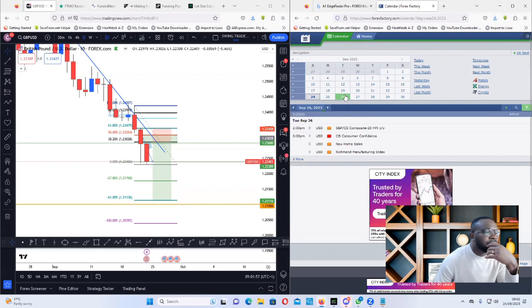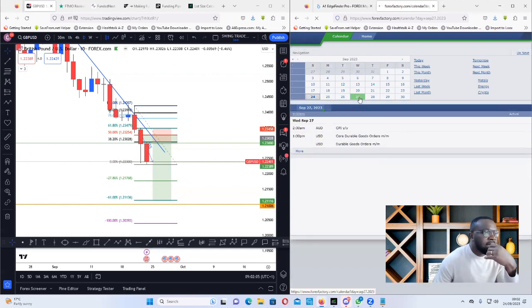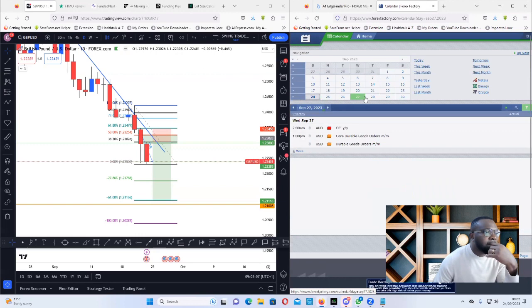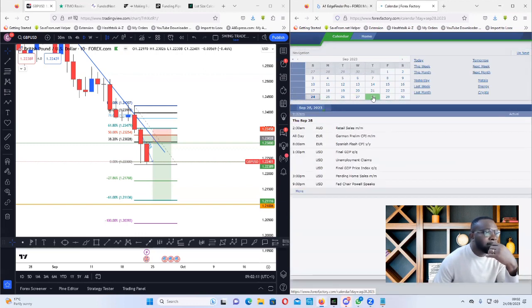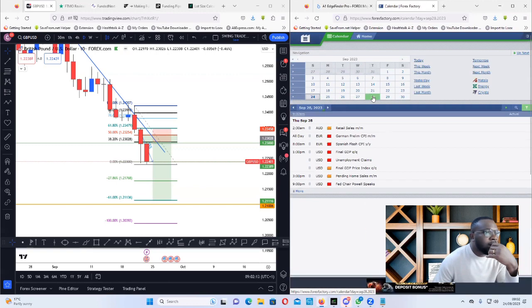Then on Tuesday, we have USD's CB consumer confidence by 3 p.m. And also we have AUD CPI, which is coming up on Wednesday. And then on Thursday, that's when we have some good news, some news reports being released, which may shake the market a bit, but we are used to it. We know what to do. Just pay attention to those times.